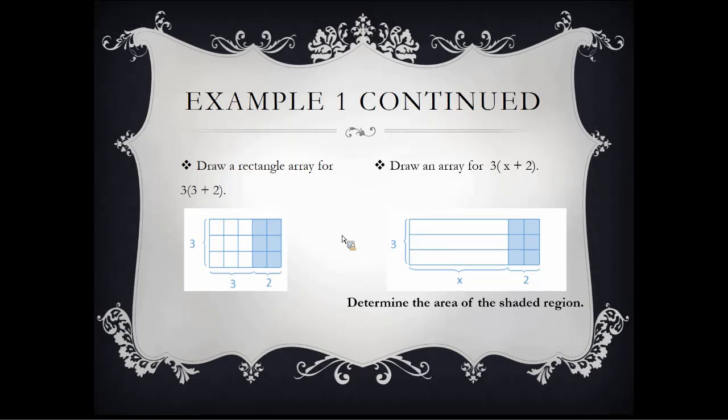Determine the area of the shaded region. If we looked at the area of the shaded region, which by the way, for both of these, it'll be the same. We have 3 times 2, which would get us 6. So the area of the shaded region for both of these is 6. Let's look at the area for the non-shaded region. Well, the area of the non-shaded region is 3x. For this problem, we take 3 times x, we would have 3x. For the first one, we would have had for the non-shaded region 3 times 3, which is 9.